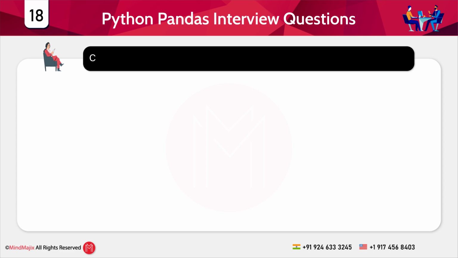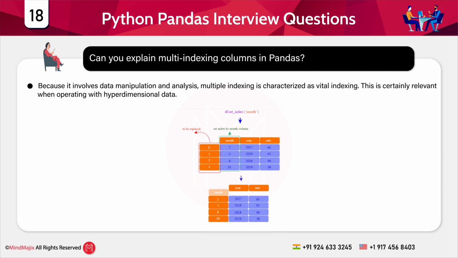The next question is: can you explain multi-indexing columns in pandas? Because it involves data manipulation and analysis, multiple indexing is characterized as vital indexing. This is certainly relevant when operating with hyperdimensional data. It allows us to store and modify data in lower dimensional data structures like data frame and series with an indefinite number of dimensions. If you talk about multiple index columns, two columns will be used as index columns in this particular case. The drop option is used to remove a column, whereas the append attribute is used to append given columns to an index column that already exists.